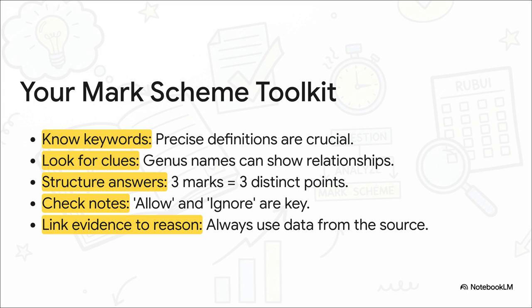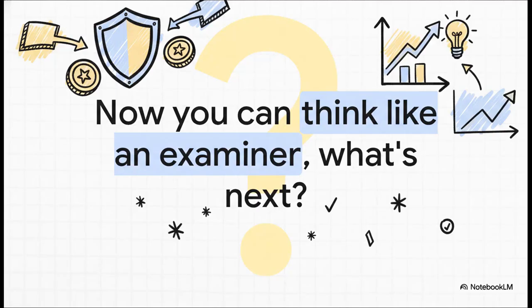A 3-mark question needs 3 points. Use the examiner's notes to your advantage. And finally, always link your reasoning directly to the evidence in front of you. With these principles, you're no longer just answering questions, you're strategically collecting marks. You now know how to think like an examiner. The only question left is, which exam will you decode next?